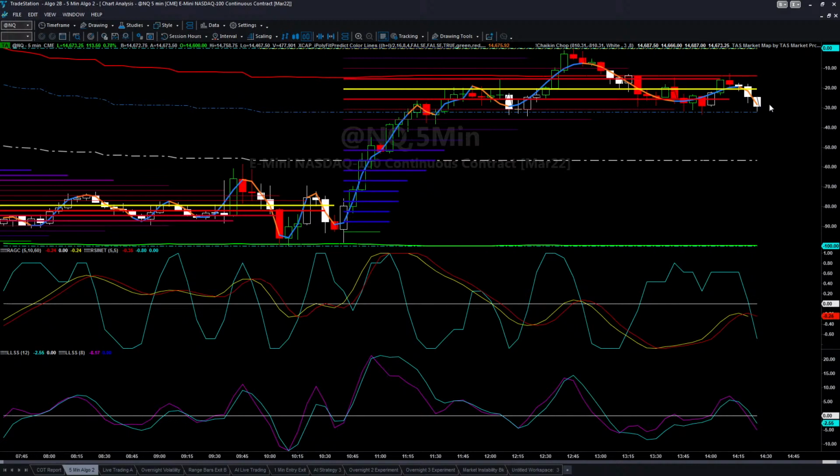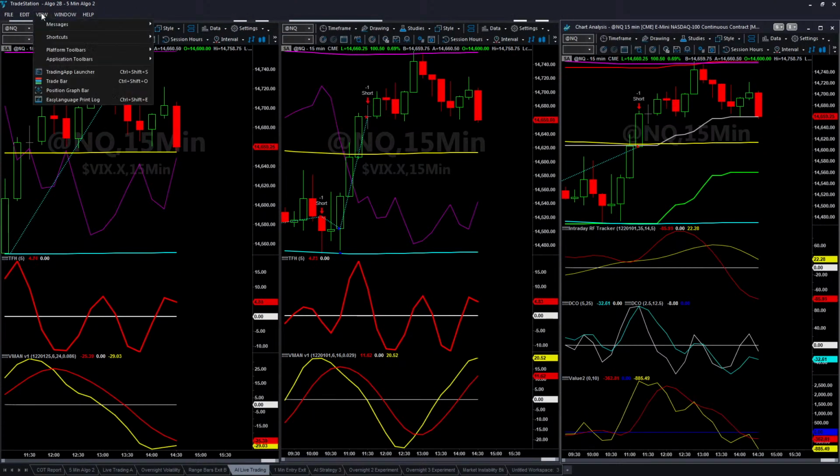Well, here we go. It's testing this little 61.8 Fibonacci line right here. And it's going to look like it's going to blow right through it. Wow, I'm up almost $5,000 on this trade. Let's have a quick P&L check of where I'm at.